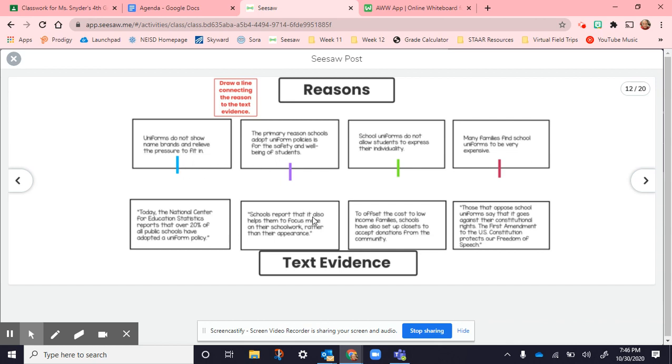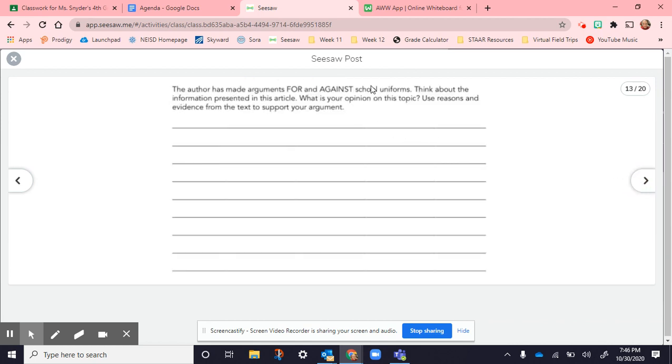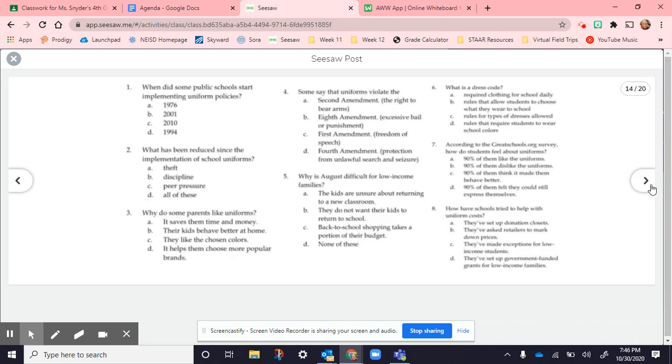Here, we took the line and dragged it to the right box. So there's reasons. We matched it up with the text evidence. Here, we switched roles. So instead of reading other people's reasons, now we wrote our own. So we decided whether we were for them or against them, and then we added our reasons in here.